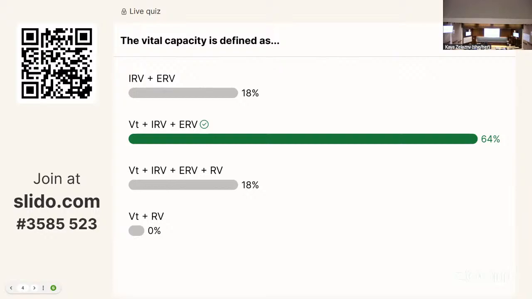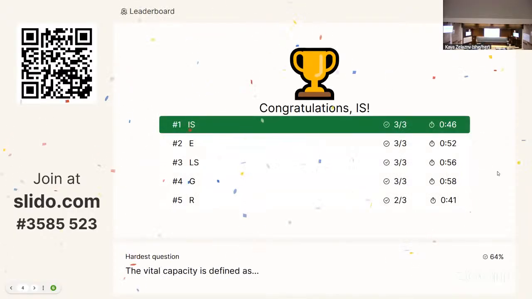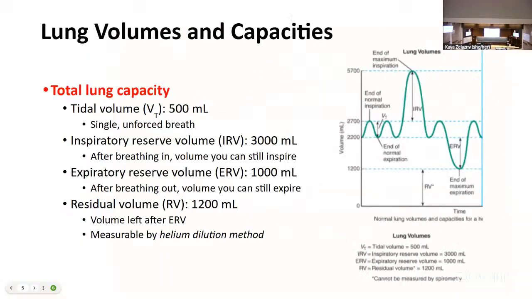You have your normal tidal breath, 500 milliliters, easy breathing. Then we've got extra on top that we could breathe in, our inspiratory reserve volume. And you've got extra that you could have breathed out, probably didn't if you were easy breathing, so that's our expiratory reserve volume. All of those together are our vital capacity, the amount of air that we can deliberately move in and out of our lungs. Okay, awesome. We have a bunch of perfect scores here.